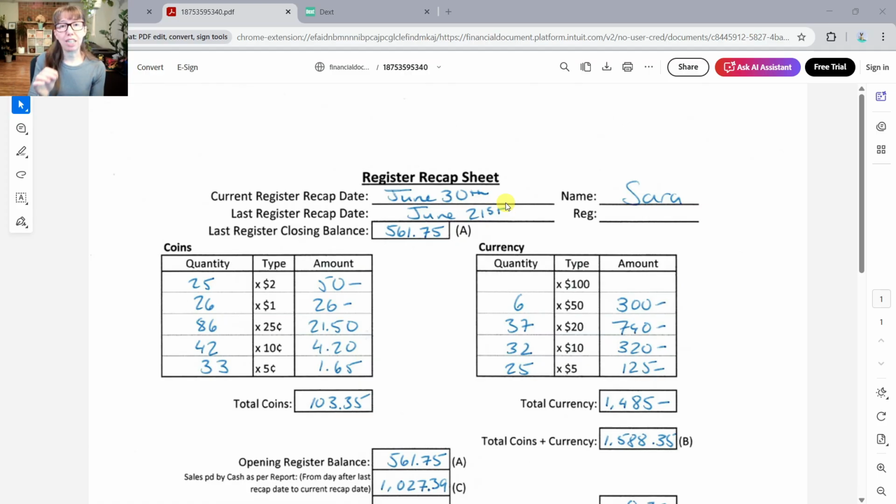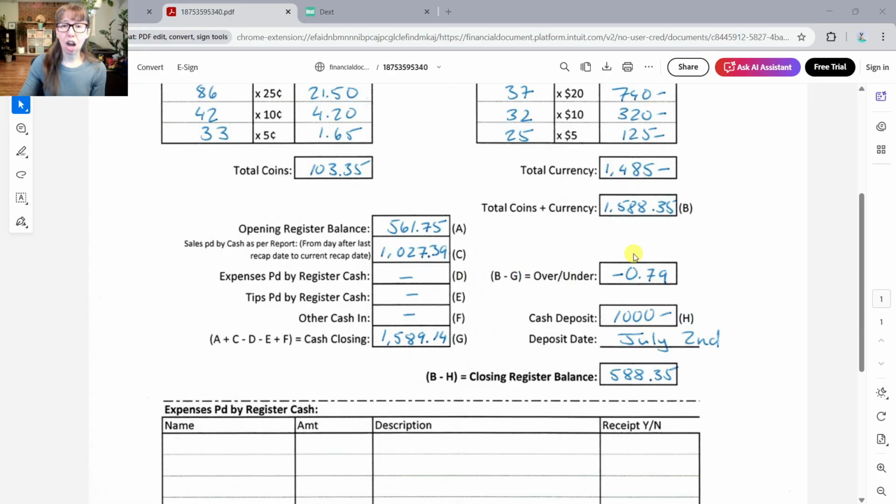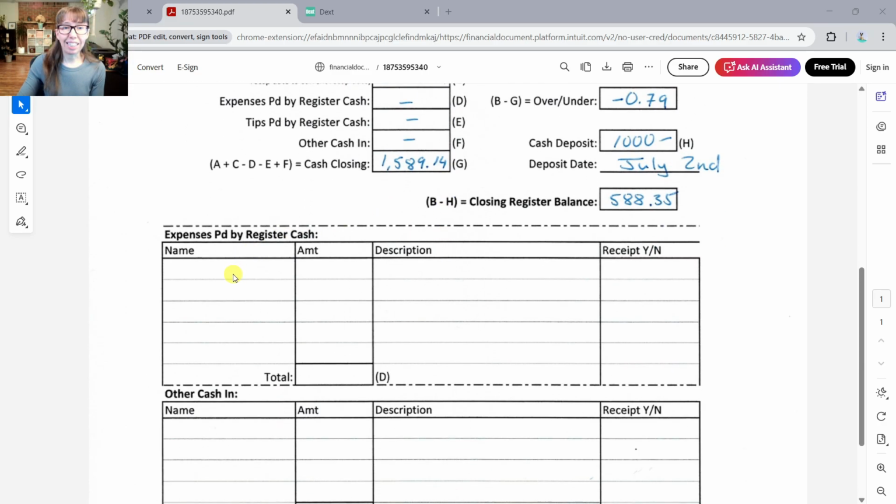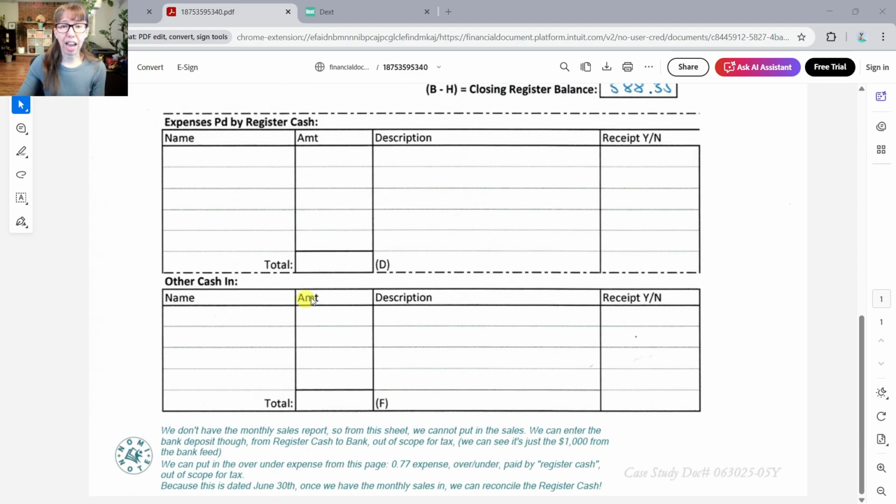And if we have received all of the register recap sheets from the first of the month to the last day of the month, then what we would have had is not just what the over and under was as compared to the sales noted as paid by cash in the register, but also a list of any of the receipts that were paid by cash out of the register. And again, I don't enter the receipts from the list. It's just a list of receipts to make sure I have in the system and noted as paid by register cash, and also any other cash coming in.